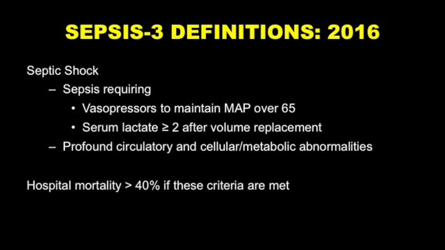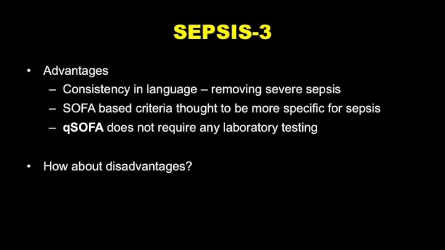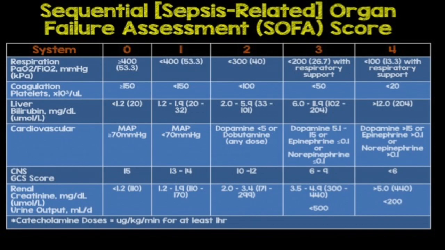The advantages of Sepsis-3 over SIRS criteria are that it's a bit more consistent. Severe sepsis versus septic shock was always a bit confusing to everyone. And SOFA-based criteria are thought to be a bit more specific. And the SIRS criteria had a white count in there, so we always needed a CBC. But there are disadvantages. This is one of the big ones.